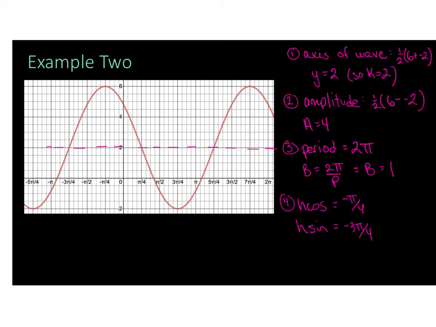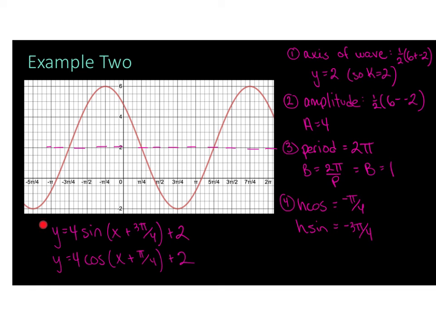Now that I found all the different pieces, the only thing left is to substitute them into the two different equations. Remember, only h and changing sine to cosine will be different. So I'll write those up now. And there you are. There are two possible equations for this graph. There is, in fact, an infinite number of equations for this graph. We've listed 2 of them.